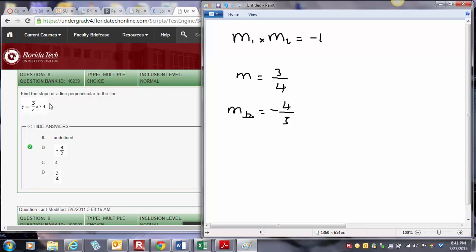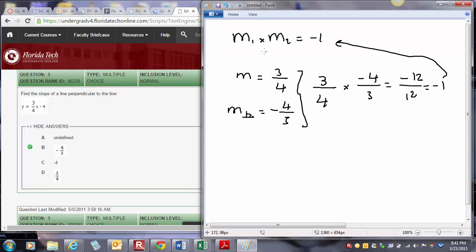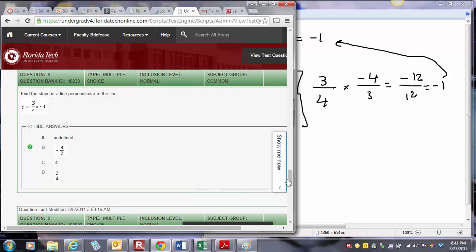So it's the negative reciprocal. Whatever the slope is, in this case 3 over 4, to find the slope of the perpendicular line, you find the reciprocal, which is 4 over 3, and then you change the sign. If it's positive, it becomes negative. If it's negative, it becomes positive. You can confirm by multiplying 3 over 4 times negative 4 over 3. This is negative 12 over 12, and that's negative 1. The product of the slopes of perpendicular lines is always equal to negative 1. So this slope is the negative reciprocal of 3 over 4, and therefore that's the final answer: negative 4 over 3, the slope of the perpendicular line.